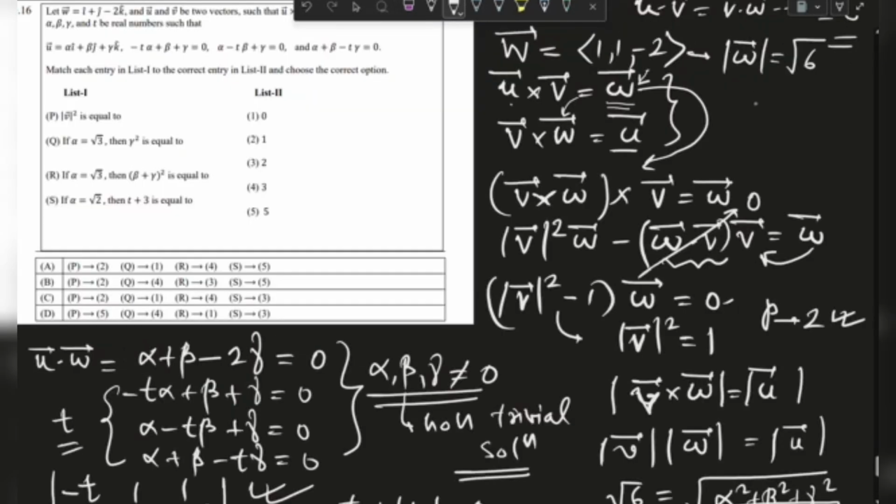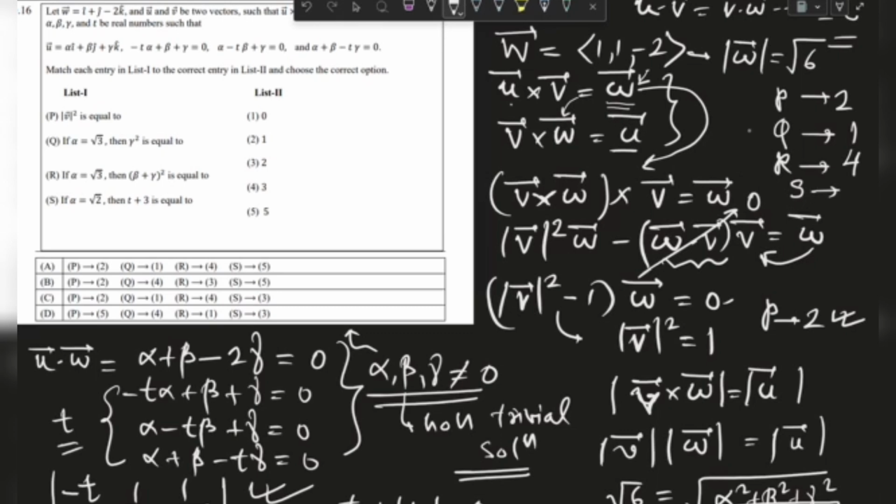So if you look at the options now, alpha is root 3 given, so we have already found that alpha is plus minus root 3. So from there gamma squared will be equal to 0. So basically after p was I guess 2, after p, q will become 1. And if we want to find r, beta plus gamma squared will automatically become plus minus root 3. Beta was minus plus root 3, so it is minus plus root 3 squared, which is 3. So r will become 4. Now actually I don't even have to solve s, because if you find out you can easily eliminate the options and get the answer, but we will still do that.